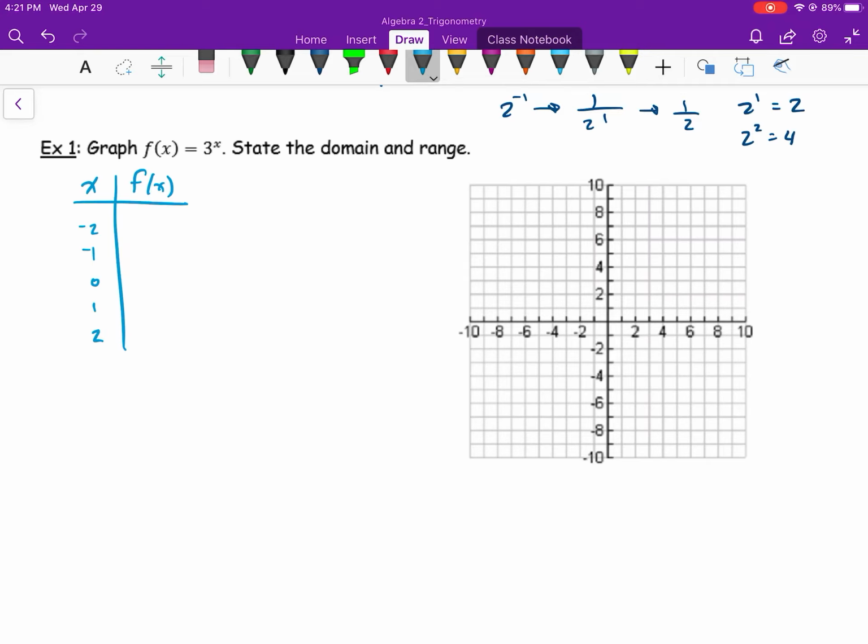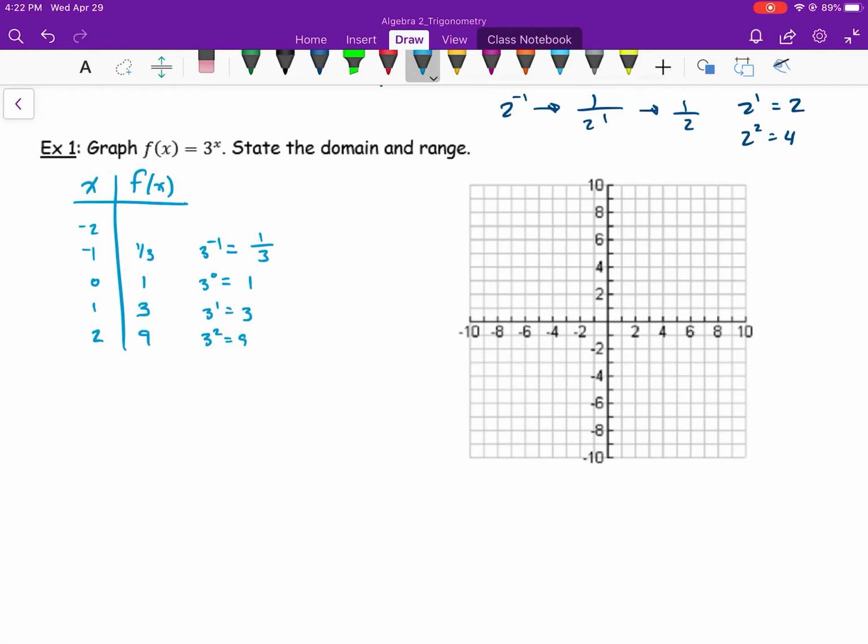So 3 to the 0 is 1. 3 to the 1 is 3. 3 squared is 9. So you get 1, 3, and 9. 3 to the negative 1 is really 1 over 3.